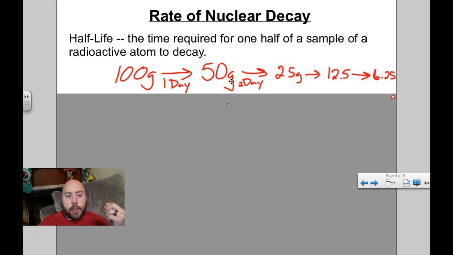Now, the biggest misconception is that it's 50 grams every time. No. Half-life is half of that sample. So after the first day, half of 100, which is 50, is left over. Now, on the second day, half of this will decay into something else. So half of 50 is 25 grams of carbon. On the third day, half of this will decay into something else. So how much carbon's left? 12.5 grams. On the fourth day, half of the 12.5 will decay. So how much is left? 6.25 grams. And so on and so on and so on.